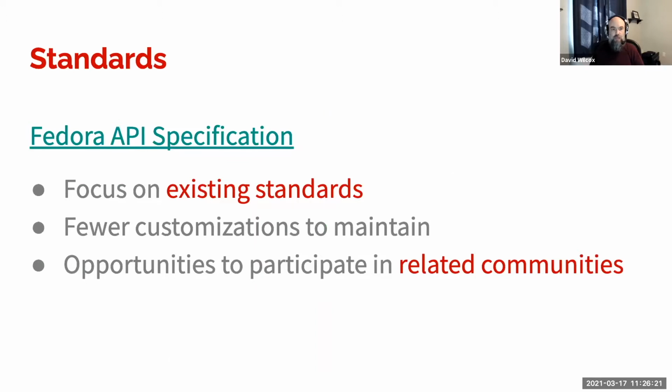And just a note about standards, again, the Fedora API itself, so the application programming interface, is its own specification, so it is a standard. There's a link to it in the slides. And that just helps if you're building an application on Fedora, if you want to understand how it works. Really, the Fedora API is just a collection of existing standards.